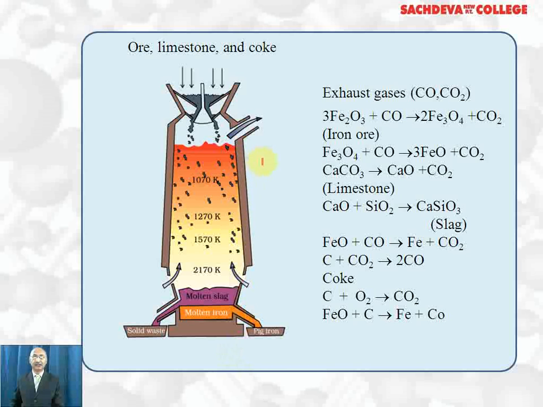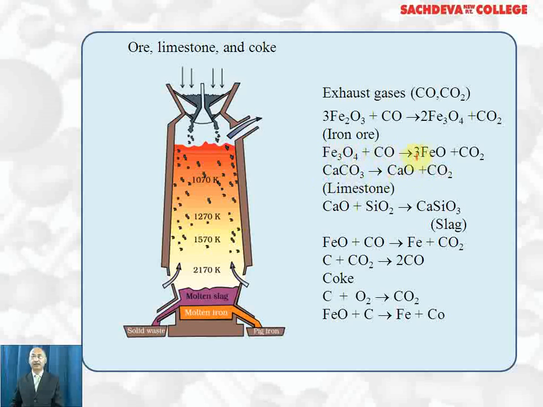This is the blast furnace where reactions are taking place. FeO is reduced with carbon to form Fe plus carbon monoxide. Carbon reacts with oxygen to form carbon dioxide. Carbon reacts with CO2 to form 2 carbon monoxide. FeO reacts with carbon monoxide to form Fe plus CO2. Calcium oxide, which is obtained from limestone, reacts with silica to form calcium silicate, which is slag, and can be easily removed. Limestone decomposes to form calcium oxide plus CO2.